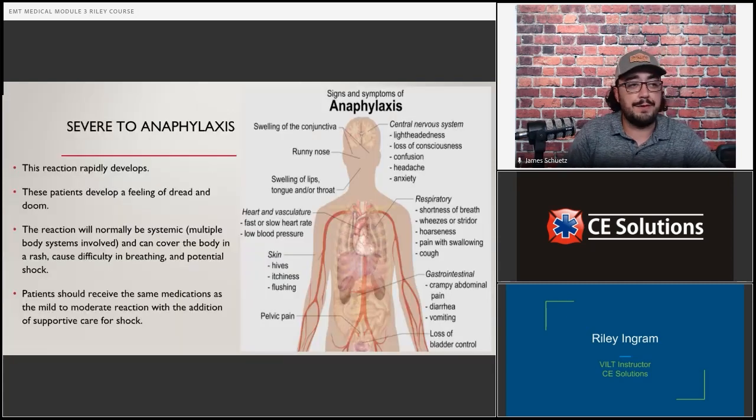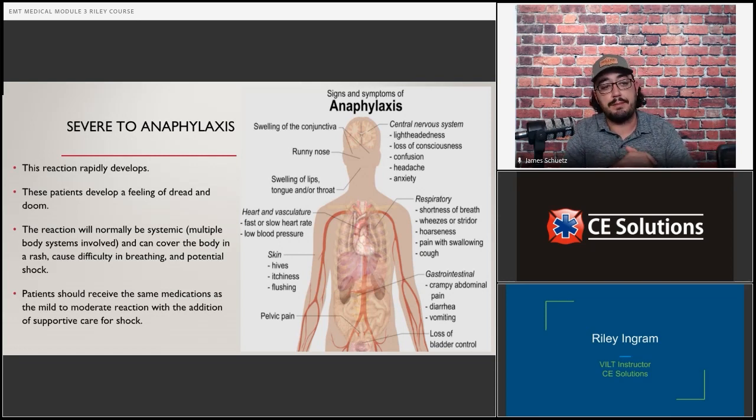All right, severe allergic reaction to anaphylaxis. This reaction is going to rapidly develop. These patients develop the feeling of dread and doom. Their reaction will normally be systemic, meaning there's going to be multi-system involvement. It can cover the body in a rash, cause difficulty breathing, potential shock, vasodilation, bronchoconstriction, all that good stuff.